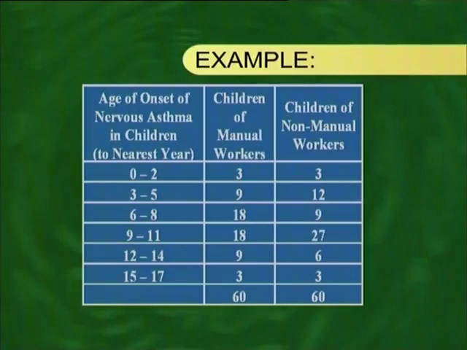On the other hand, the frequencies for the children of the non-manual workers are 3, 12, 9, 27, 6 and 3. Although the total frequency is 60 for both distributions, I hope that you realize that the distributions are quite dissimilar. I hope you realize by looking at those frequencies that the two distributions are quite dissimilar.